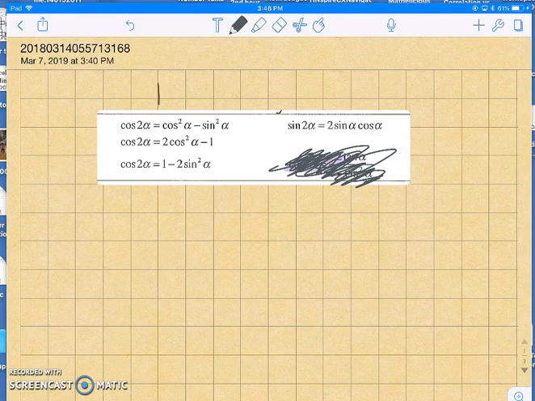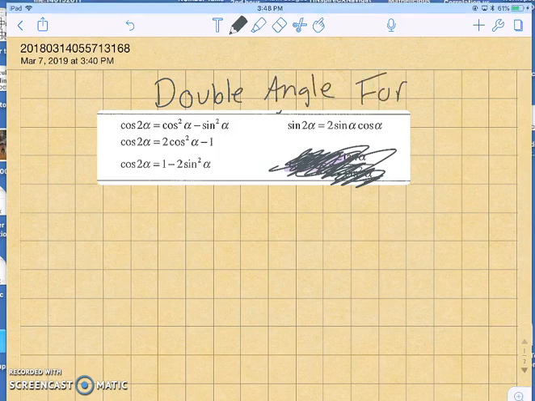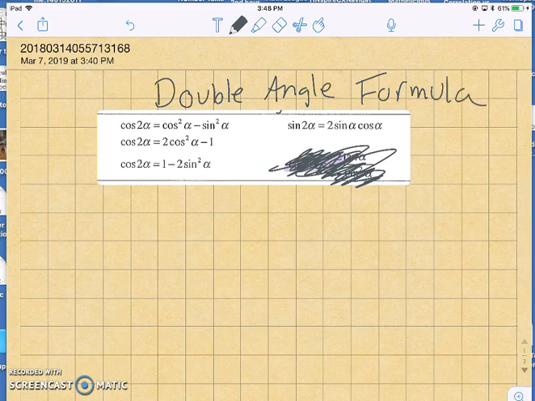Today we're going to take a look at how you use double angle formulas. You will be given this formula sheet, and it's more a matter of how we're going to use them. So let's take a look at the following problem.